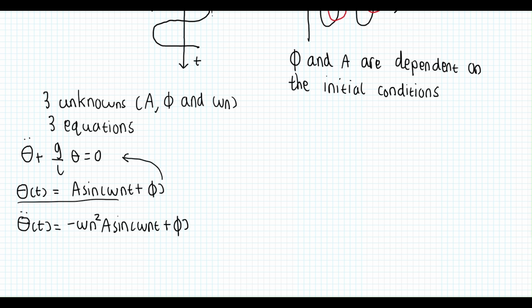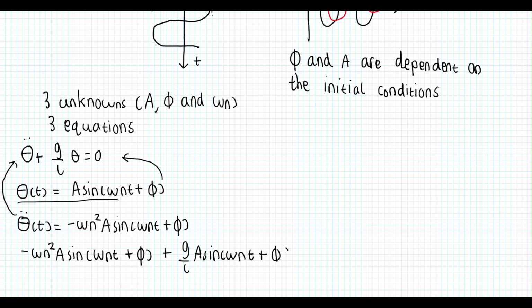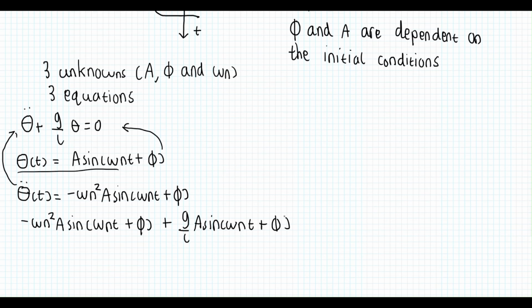And if we sub both of these expressions into our equation of motion, we end up with minus omega n squared a times sine of omega nt plus phi, plus g over L a sine omega nt plus phi. And that is all equal to 0.